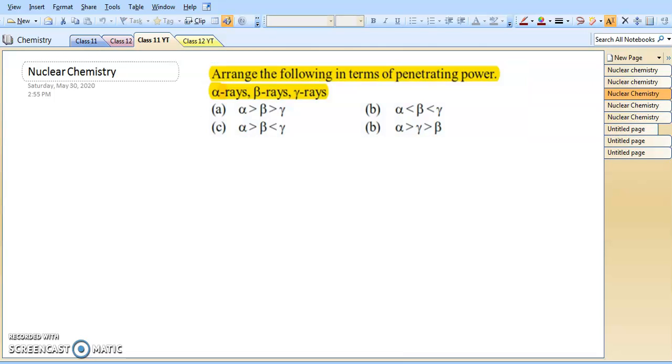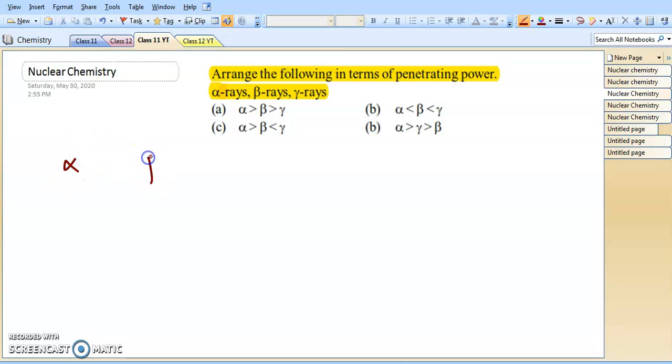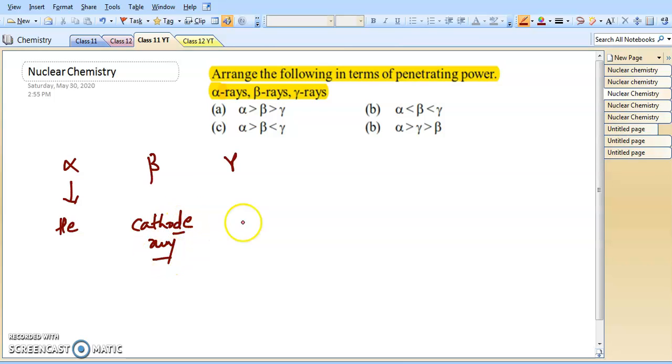Now the third question of the same topic is this one. Arrange the following in order of their penetrating power. So I tell you that these are the alpha particles, these are the beta particles, and this is the gamma radiation. Alpha is nothing but helium. Beta is the same as cathode ray, which is a subatomic particle, the electron. Gamma rays are somewhat like X-rays, which come under the category of electromagnetic radiations.